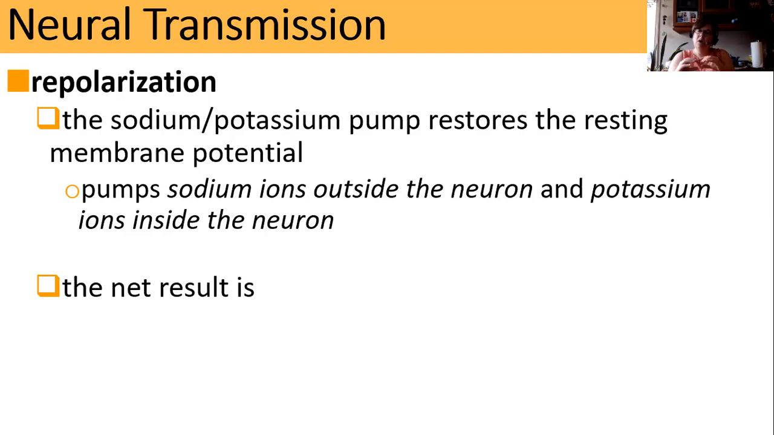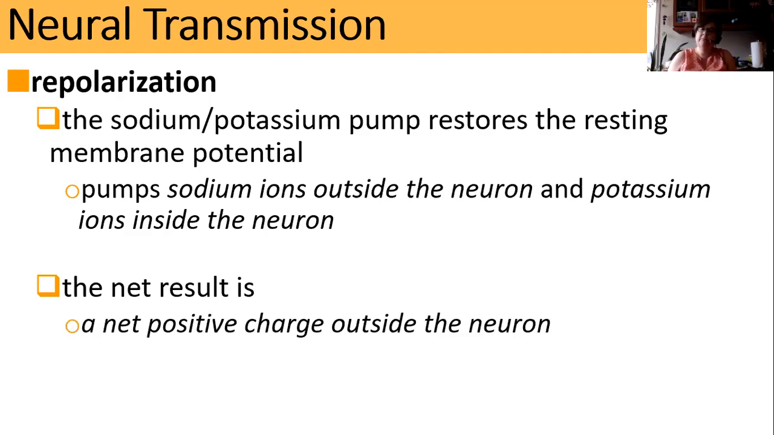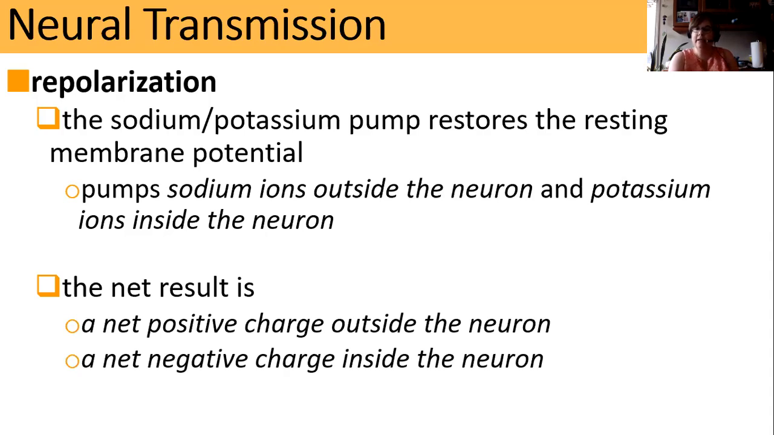And that's where we get that positive state on the outside again. Okay, so we want to remember repolarization is a continuum going from depolarized back to polarized. So at the end of the day, we get a net positive on the outside of the neuron and a net negative on the inside. That's where we end up. Once we're back to a state of being polarized, then that neuron is ready to get a signal again. It's ready to be stimulated again.